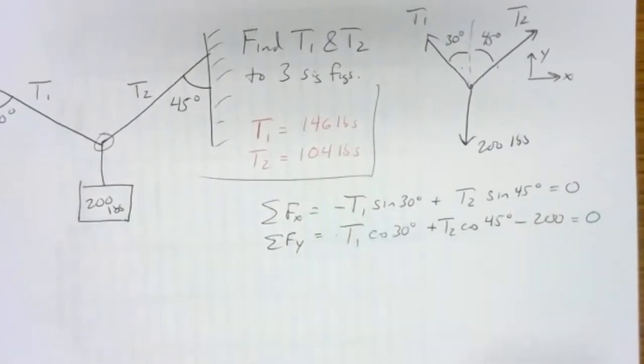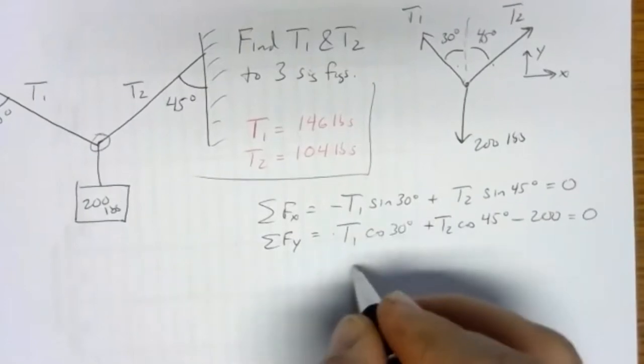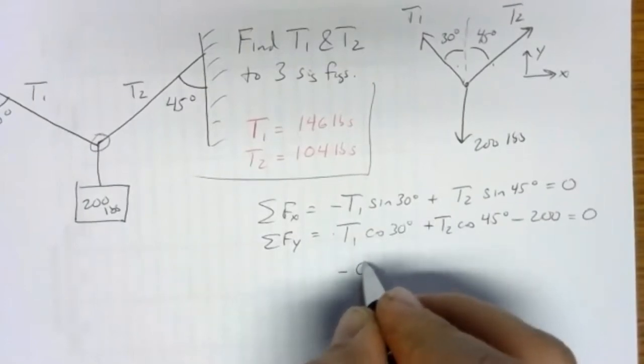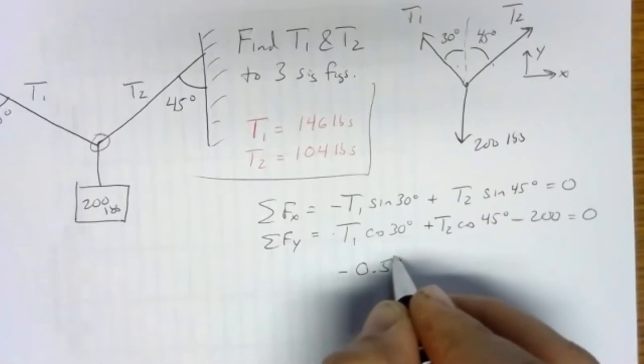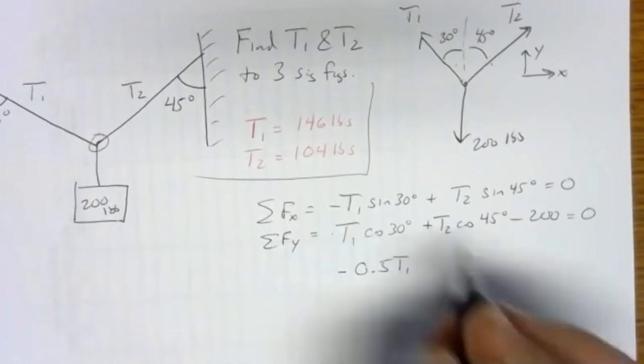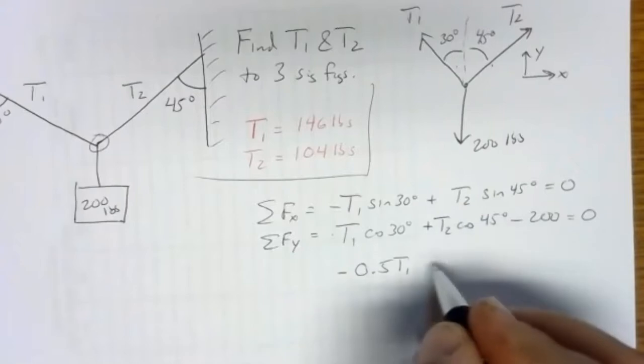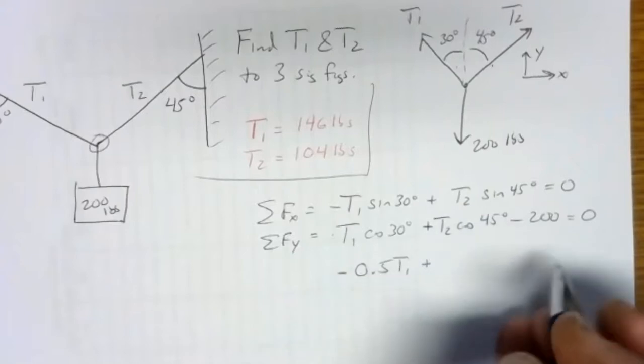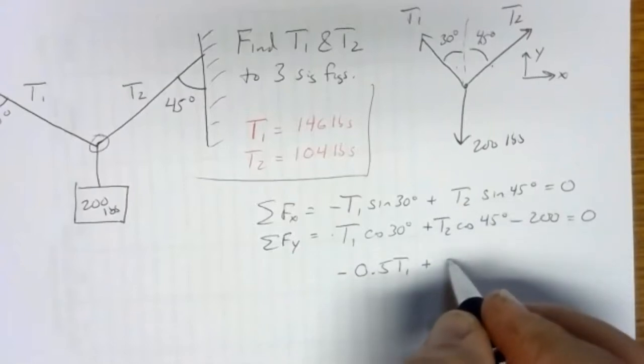So let's clean the equations up a little bit. Sine of 30 is 0.5, so we'll have negative 0.5 T1 from our x direction equation's first term. Sine of 45 is 0.70711.